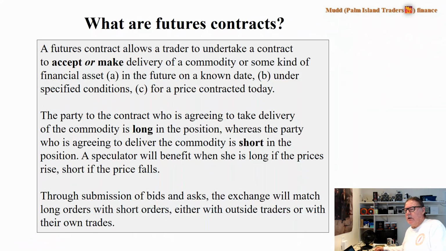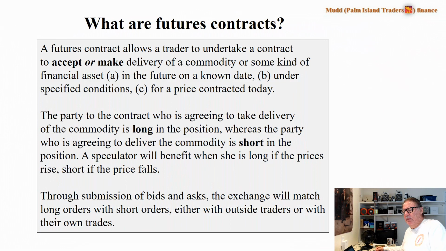A futures contract allows a trader to undertake a contract to accept or make delivery of a commodity or some kind of financial asset in the future on a known date or range of dates under specified conditions for a price contracted today, at least implicitly. The party to the contract who is agreeing to take delivery of the commodity is long in the position, whereas the party who is agreeing to deliver the commodity is short in the position. A speculator will benefit when she is long if the prices rise, short if the price falls.